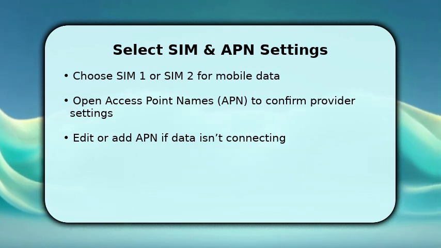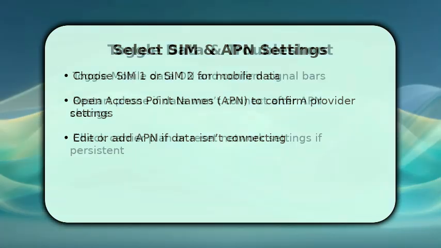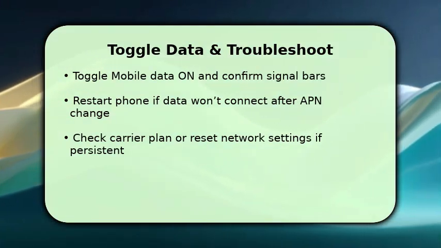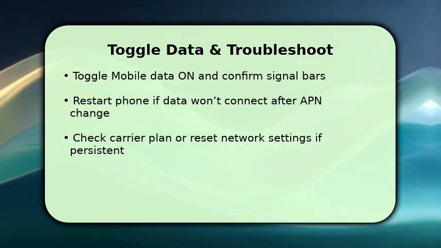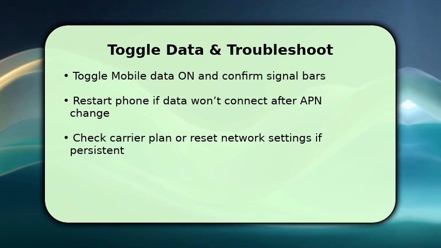Finally, toggle mobile data on and watch for signal bars and a data indicator. This confirms the phone is using cellular data. If it doesn't connect, restart the phone once. This flushes temporary settings and often resolves conflicts.